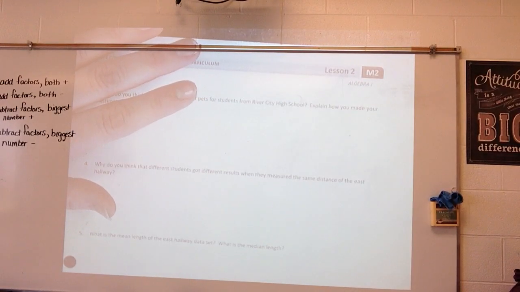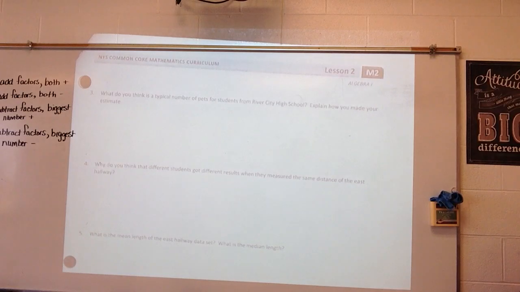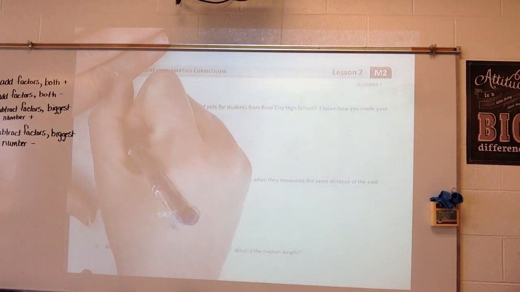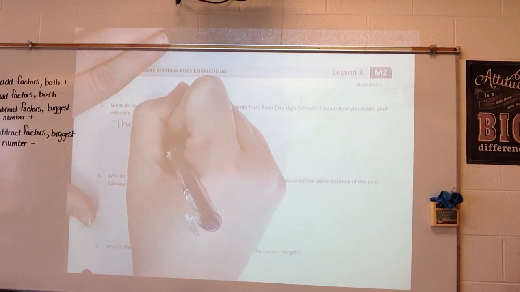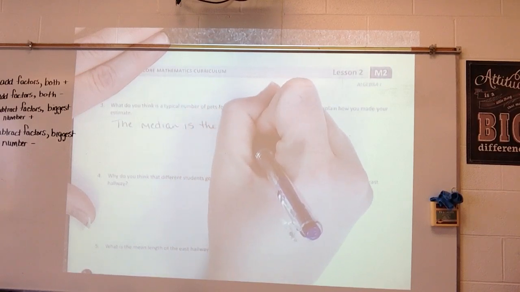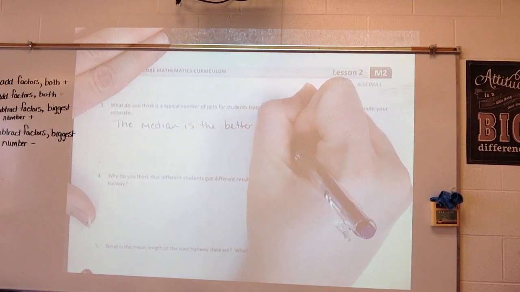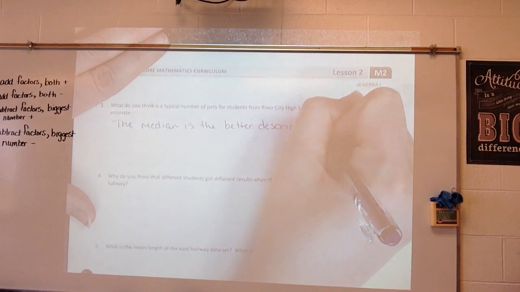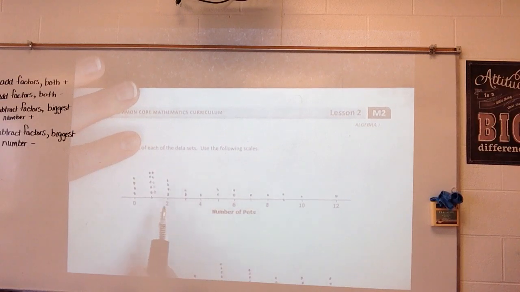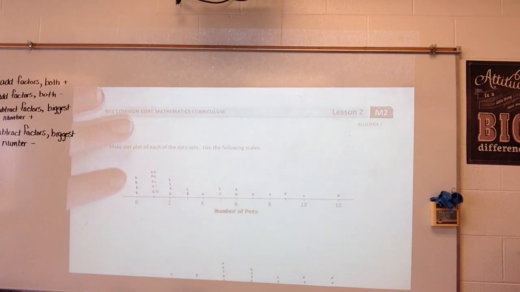It's less than the mean because more of the data is located to the left of the scale. So the value of the mean is pulled up by a larger value. So I'm going to say the median is the better description. And when I look at my data distribution, my median is the closest to all of my dots.